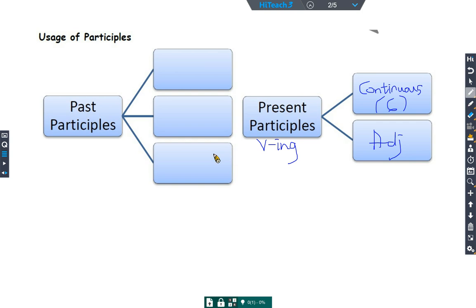Alright, so let's come back to past participles then. Can you tell me, when do you use past participles? Very good. Some of you know it. So we use it with perfect tenses. Yes, perfect tenses like present perfect, past perfect, and future perfect. All of it, we have to use past participles. Okay, then what is the second usage?